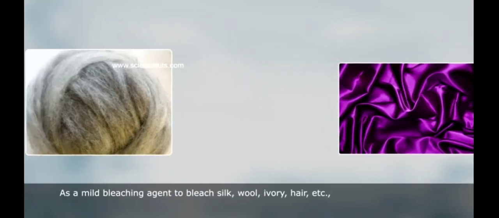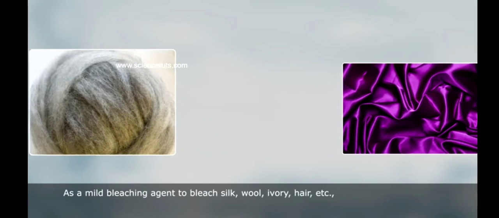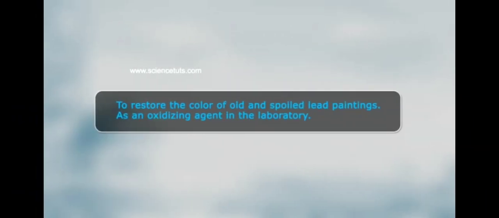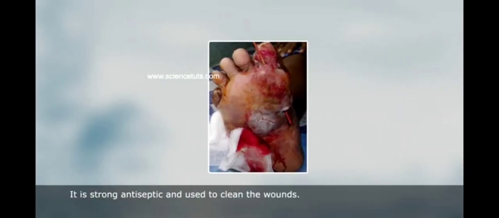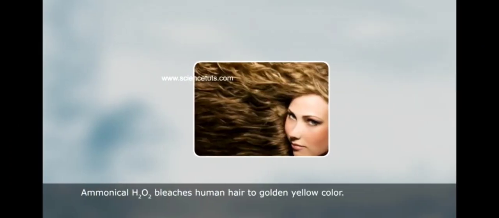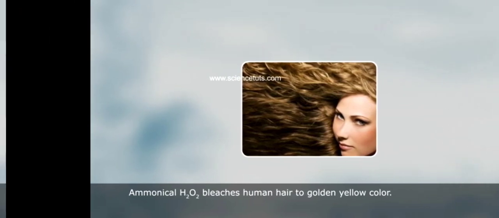It is used as a mild bleaching agent to bleach silk, wool, ivory, hair, etc. So it is used in the textile industry. Then to restore the color of old and spoiled lead paintings, and as an oxidizing agent in the laboratory. Then it is used as a rocket fuel. It is a strong antiseptic and used to clean wounds. Then it is used as an anti-chlor bleaching agent in the textile industry. Ammoniacal hydrogen peroxide bleaches human hair to golden yellow color. So it is used as a bleaching agent.